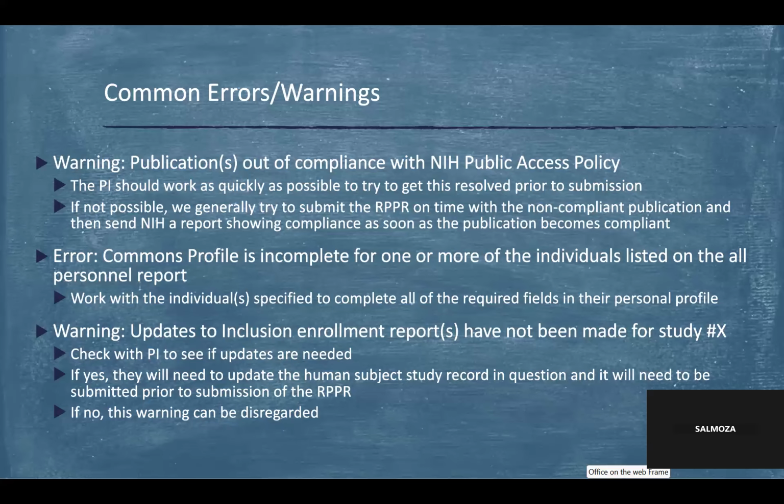Another warning, which again, since it's a warning, you can submit with this: updates to inclusion enrollment reports have not been made for study X. In that case, you're going to want to check with the PI to see if updates are needed. If yes, they need to go into ASSIST, make their updates, mark it ready for submission, and then we need to get OSP to submit it before we submit the RPPR. If they say, no, I don't have any updates, you can just disregard the warning. That's fine. The warning won't stop you from submitting the RPPR.